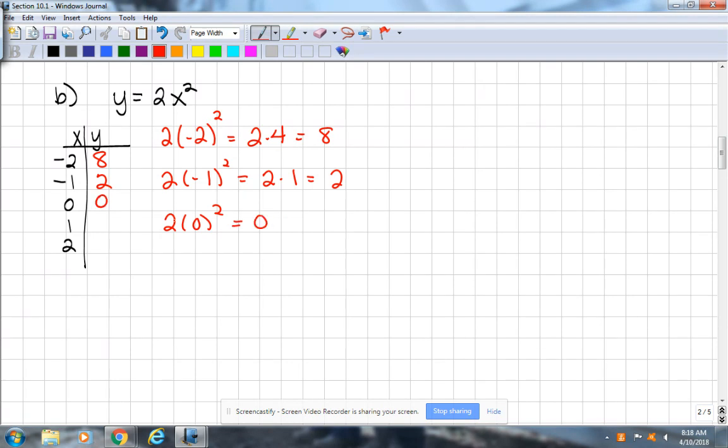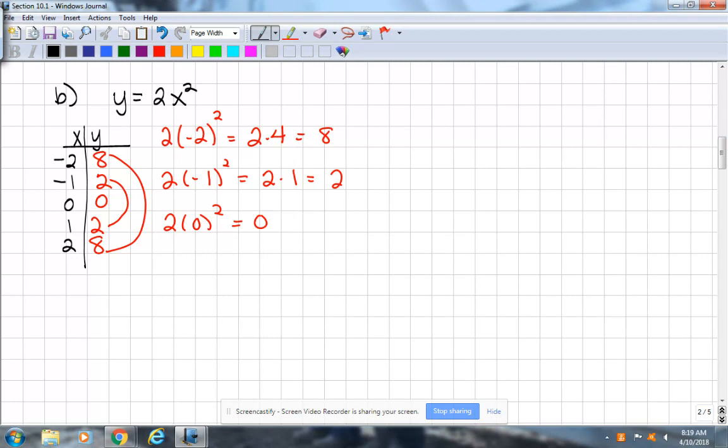And guess what's going to happen after that? So this one is going to repeat here, and this one's going to repeat here, right? So this is going to be a 2, and this one's going to be an 8. If you don't believe me, check it. 2 squared is 4. 4 times 2 is 8. 1 squared is 1. 2 times 1 is 2. So there's my 5 points for that one.